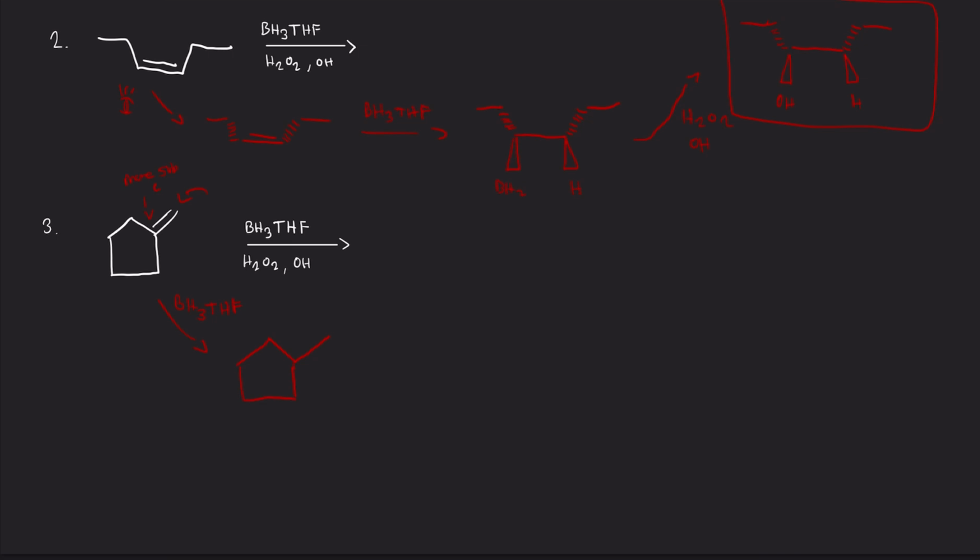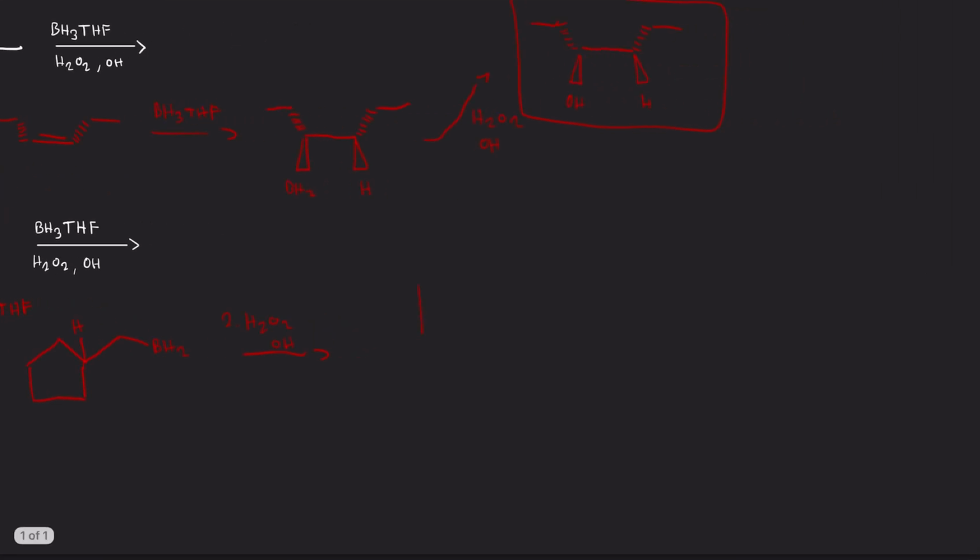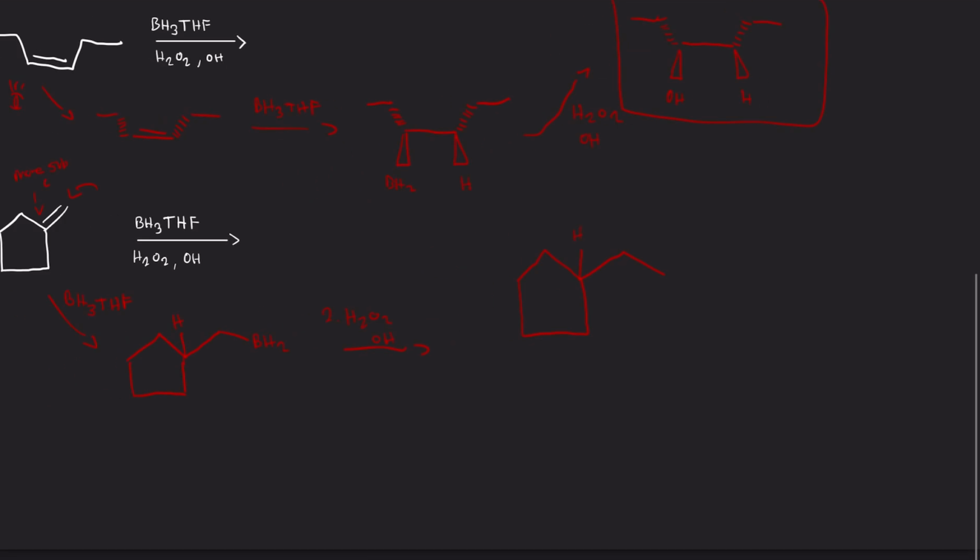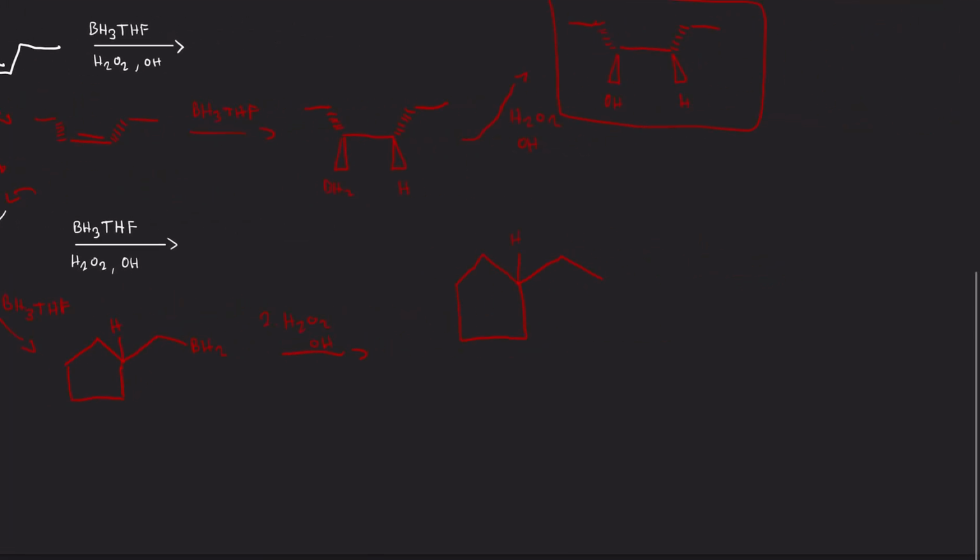So I'm just going to attach the H there. And then on the other side, we're going to have the BH2 on the less substituted spot. Once again, because it's in the presence of peroxide. And now our second step, right, we're going to have our peroxide and our strong base. And our final product will look like this. Our H is going to stay the same. And then our BH2 gets changed to an OH group.